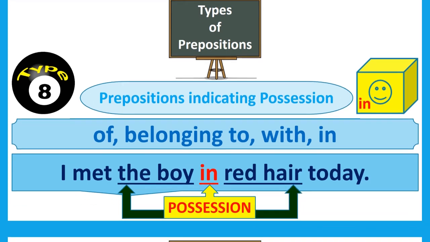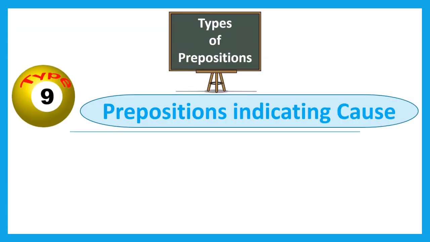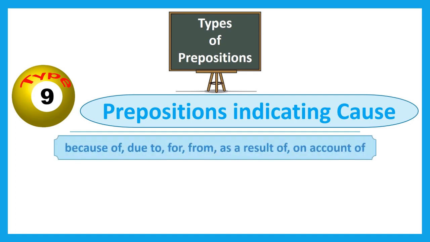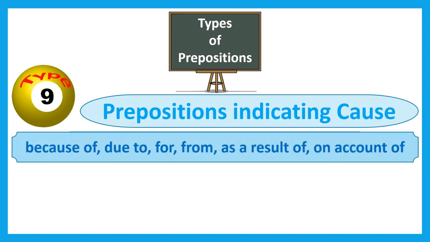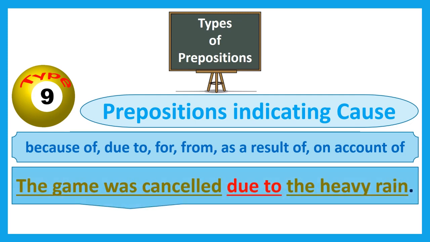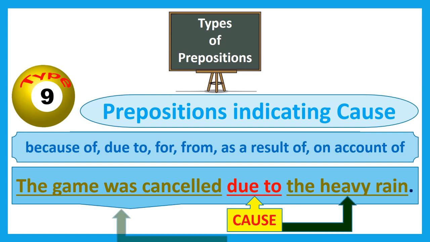Type 9. Prepositions indicating cause. Following are the examples of common prepositions of cause. Consider the following sentence. The game was cancelled due to heavy rain. In this sentence, the double preposition "due to" signifies the cause, the heavy rain, of the action, the cancellation of the game.